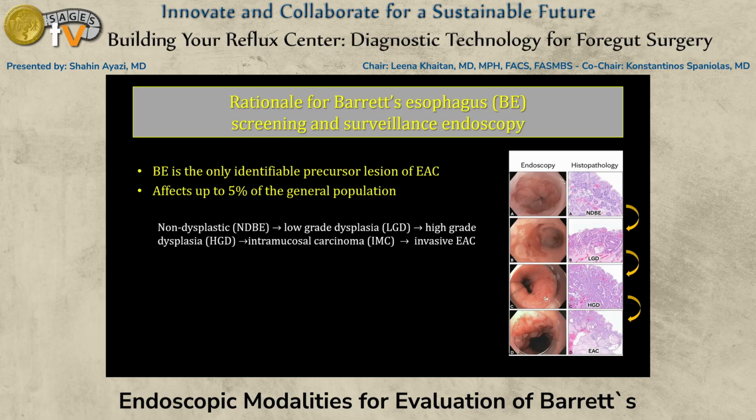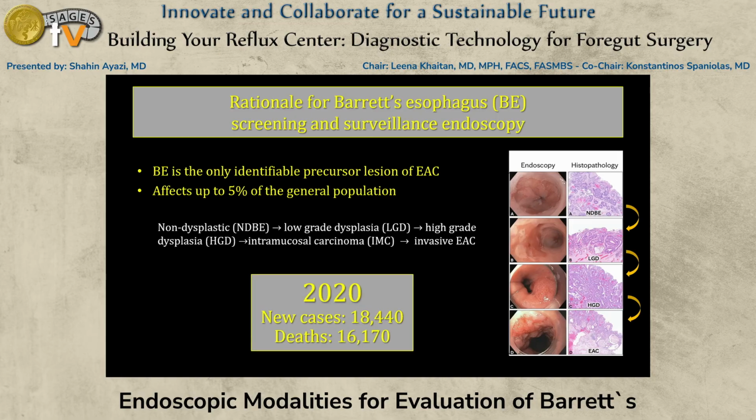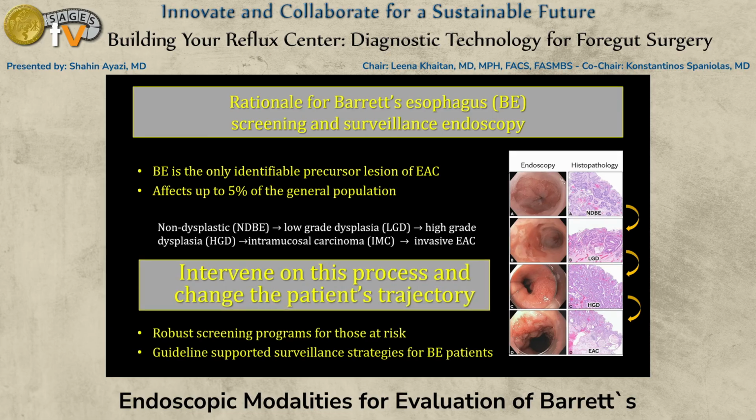general population. It results from chronic exposure of distal esophageal epithelium that results in metaplastic changes that can advance to low-grade dysplasia, high-grade dysplasia, and eventually intramucosal carcinoma and adenocarcinoma of the esophagus. The result of this process is more than 18,000 new cases of esophageal adenocarcinoma and more than 16,000 deaths in the year 2020 alone. So there is no question that we need to intervene on this process.